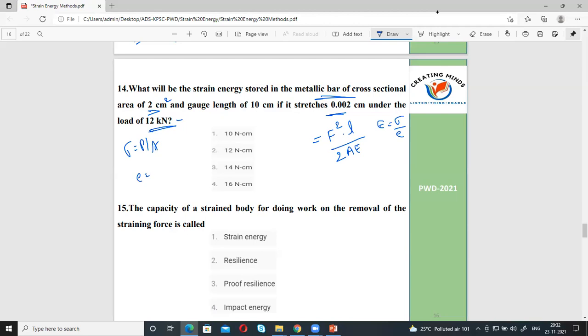E equals sigma by strain, where strain is delta L by original length. Delta L is 0.02, original length is 10. Afterwards, you come back to this equation. There are several equations we have used, 3 or 4 equations. This is a very, very important problem, worthy of 2 marks. All basic concepts we used here. Try to solve.